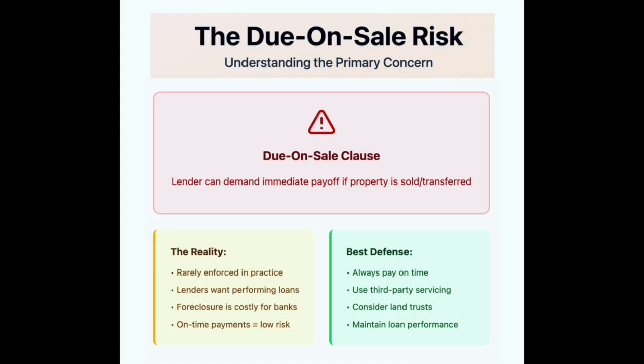But okay, there have to be risks, right? The big one everyone always talks about is the due on sale clause. Right. You have to understand this one. Almost all conventional mortgages written in the last few decades have a due on sale clause. It's standard language. And what does it mean exactly?